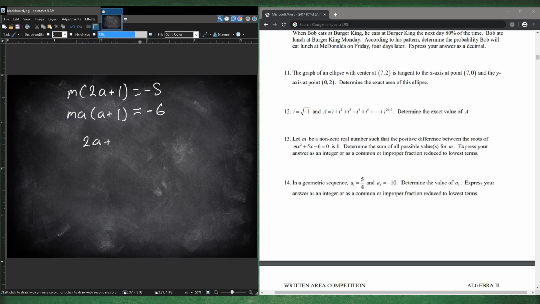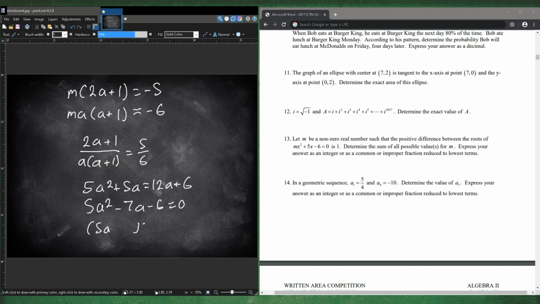So we have (2a plus 1) divided by (a plus 1) equals 5 divided by 6. So cross multiplying, that's 5a squared plus 5a equals 12a plus 6. So 5a squared minus 7a minus 6 equals 0. And there's only one way to really factor it. So minus 2 and plus 3. Right, so that's negative 10, and then plus 3, negative 7. Perfect. So a is equal to 2, or a is negative 3 over 5.